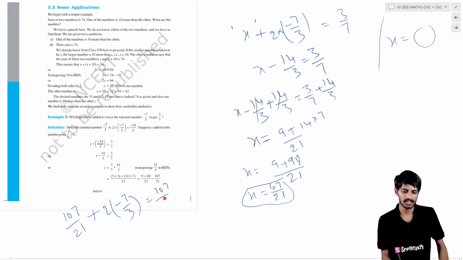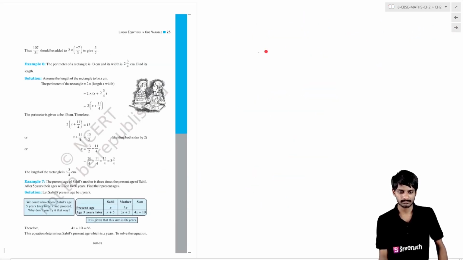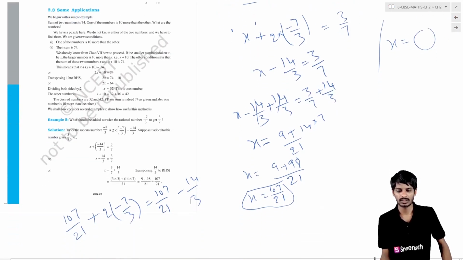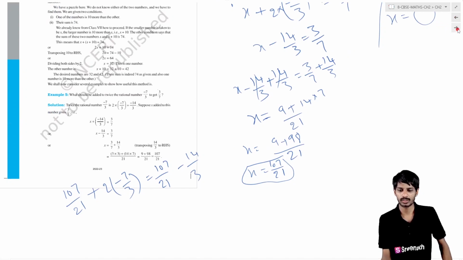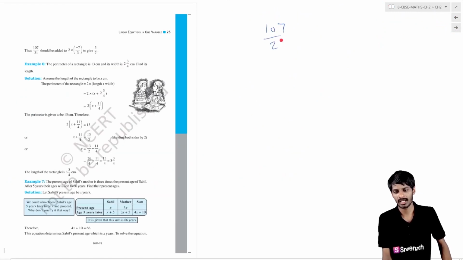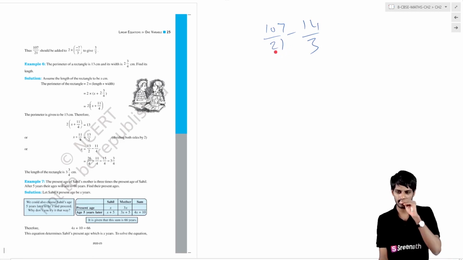So do it with me. So 107 by 21. So here it is the 3 and here it is the 7 2s are 14. 14 by 3. Now we will do it in the next page. So okay. What is the value we have to write there now? 107 by 21 minus 14 by 3. So how will you get this? Basically, what is the LCM of both?